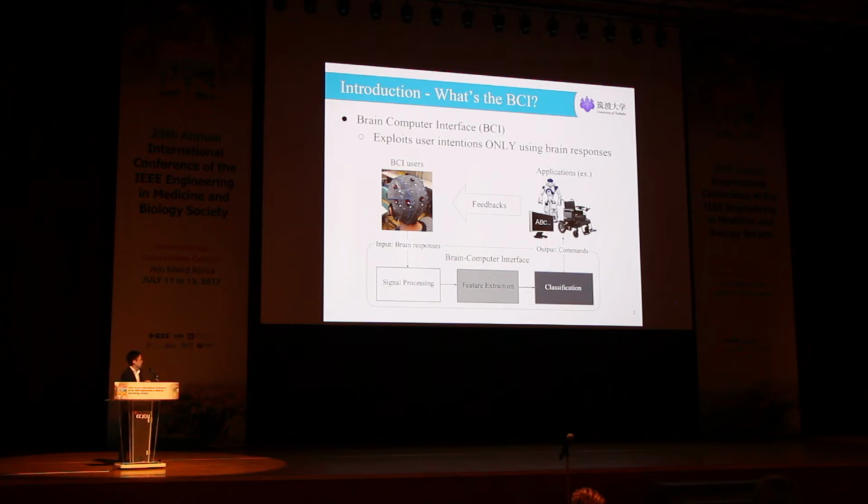After the calculation, the BCI can send commands to any applications like robots or wheelchairs or a language input system, based on the decision in the classification section. Then that application will send feedback to the BCI users. So this closed loop is the main feature of the brain-computer interface. With this closed loop, the BCI users can control these applications without saying something or without moving their muscles.